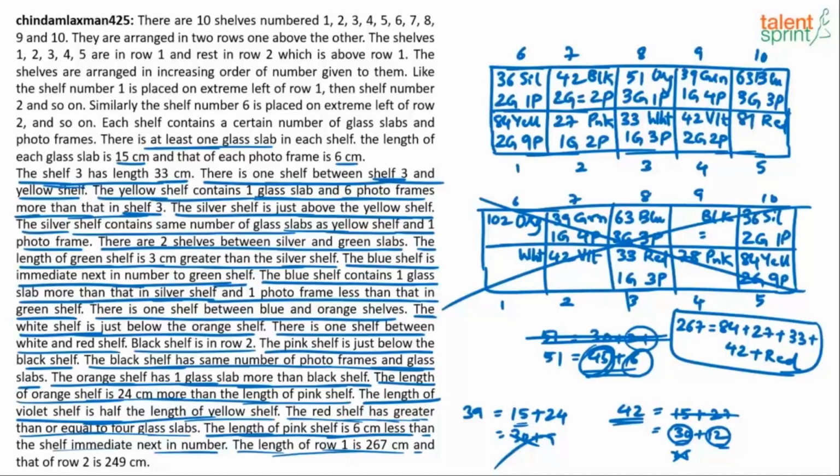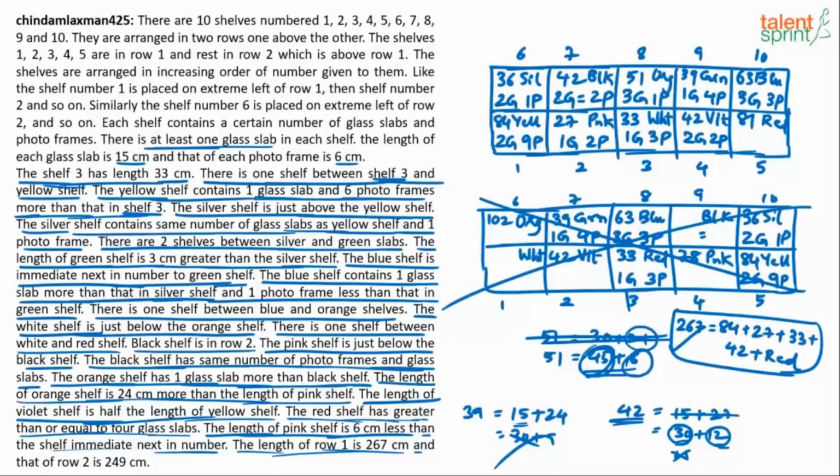Yes or no? You can check if you want. Add it. 84 plus 81, 165. 27 and 33 is 60. So 165 and 60 is 225. 225 plus 42 will make it 267. Balanced. So red is 81. Now adjust frames and slabs in red.